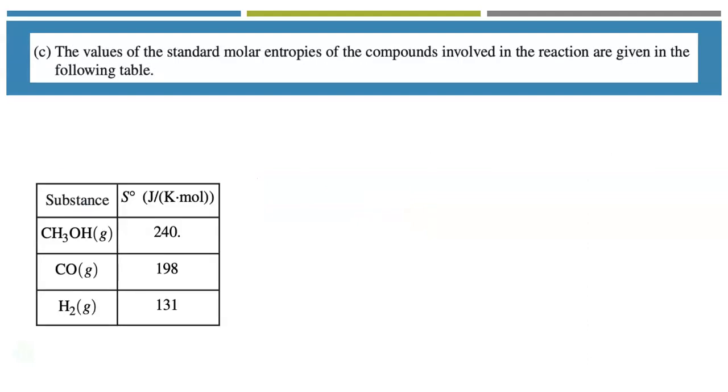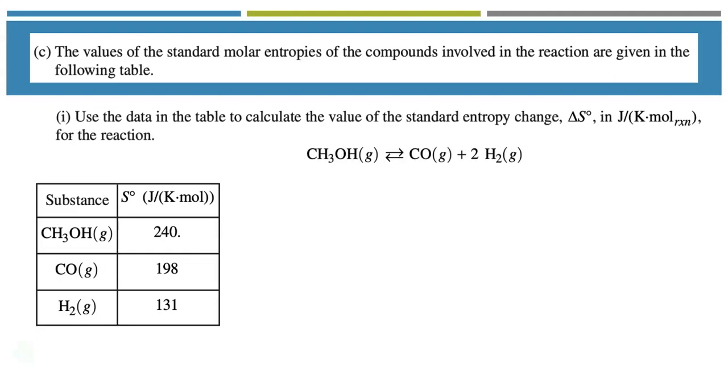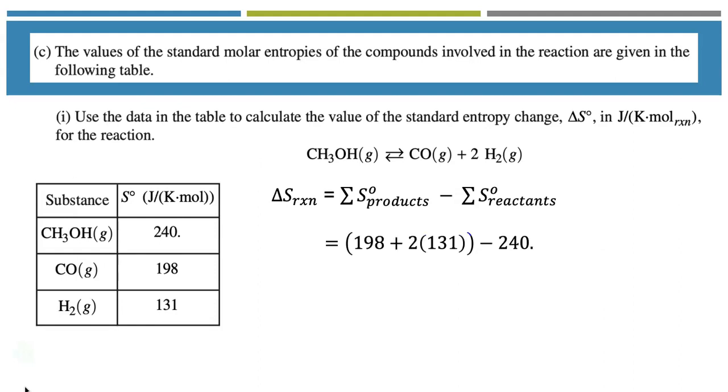The values of the standard molar entropies of the compounds involved in the reaction are given in the following table. We have a nice little table here with the reactant and the 2 products. Part 1 of C says, use the data in the table to calculate the value of the standard entropy change in joules per Kelvin per mole for the reaction, which we are given. So the strategy we want to use here is that we're looking at the sum of the products minus the sum of the reactants, and we're going to use the entropy values that we were given in the table. It's really a substitute and evaluate situation, but we do need to pay attention to one thing. We do need to note that there's a coefficient of 2 for the hydrogens, and so we need to make sure that we multiply the standard entropy of hydrogen by 2 when we set up our calculation.